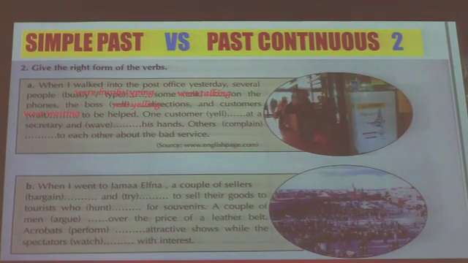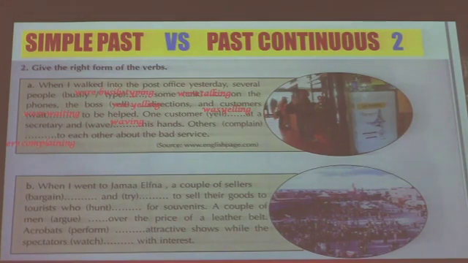Now, one customer was yelling at a secretary and waving, okay? So was yelling and was waving. And waving his hands, which means moving his hands. Others, the verb here, to complain to each other about the bad service. So others, pay attention here, the subject is in the plural form. So others were complaining to each other about the bad service.